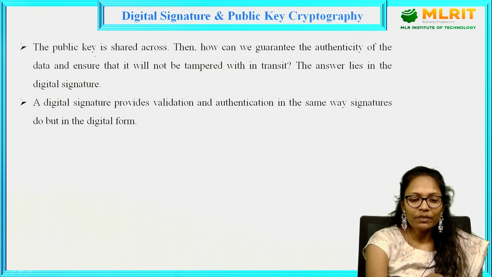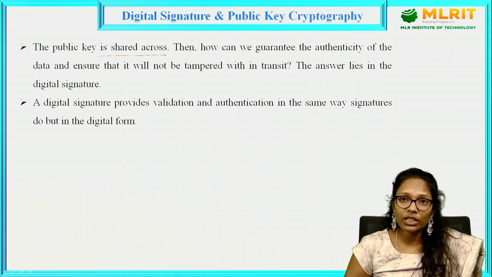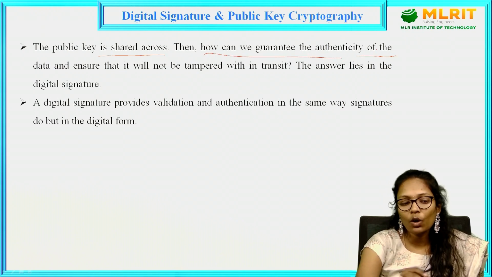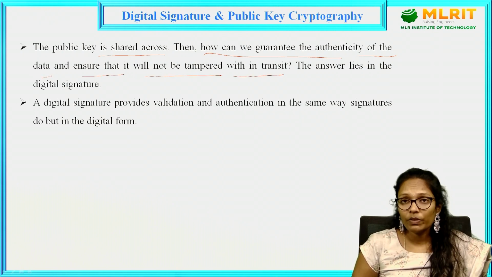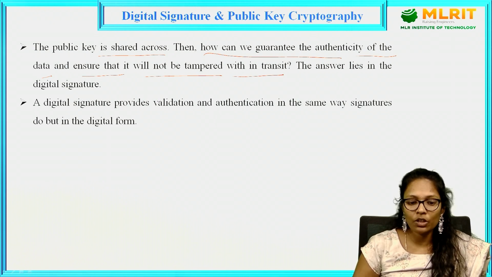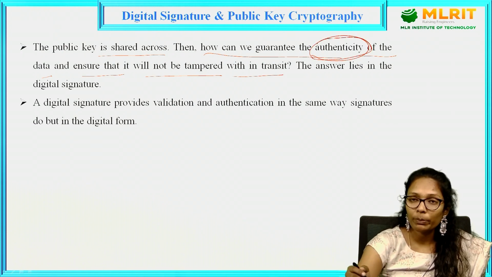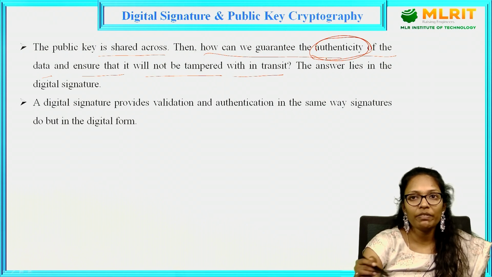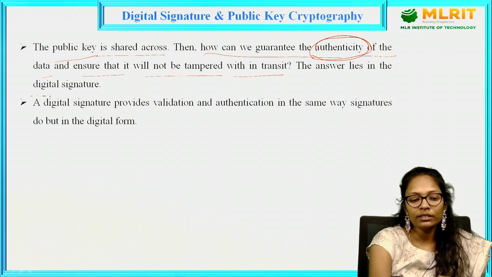So the public key we are sharing across, right? Here we need to maintain security in the blockchain, but still we are sharing the public key in public key cryptography. Then how can we guarantee the authenticity of our data and ensure that it will not be tampered with in transit? If we are sharing our key, how can we guarantee that it is not tampered with in the transmission, or how can I trust that it is the proper, authenticated person who is sending it? How can I know that, if I am giving the public key to everyone? The answer here is digital signature.